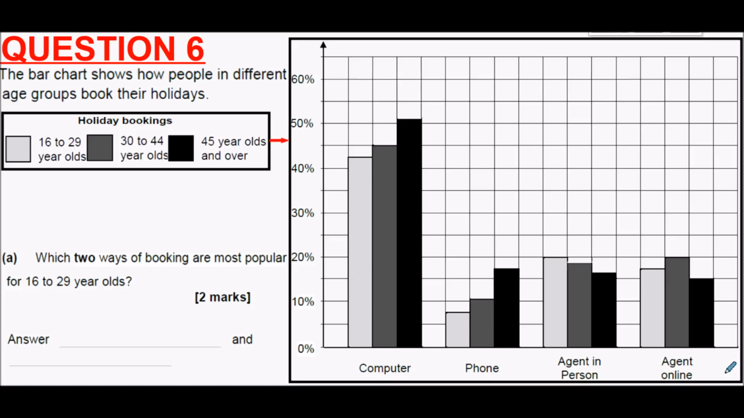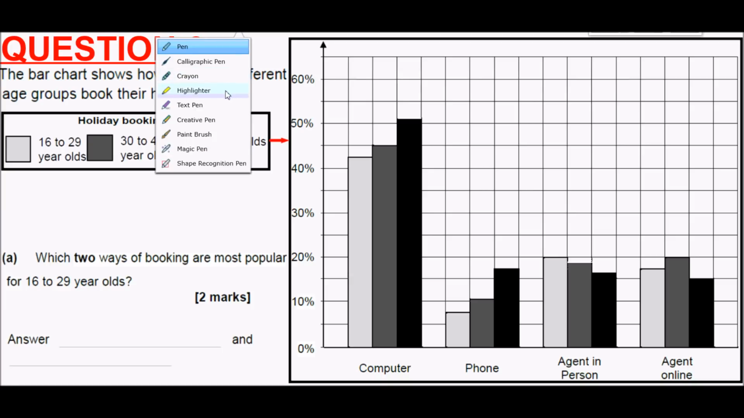Question 6. We have a bar chart showing that people in different age groups how they book their holidays. So I'm going to mention first of all, importantly, if you look at the y-axis, we're not actually told the numbers of people. All we're told is the percentages of the age groups booking either on computer, phone, agent in person, agent online. So just be careful not to mention the actual numbers of people, but the percentages of the age groups.